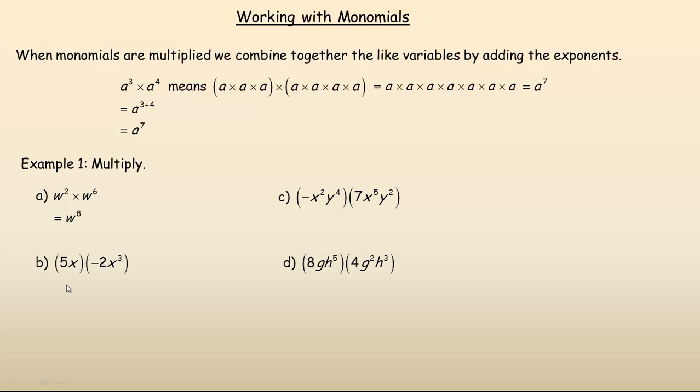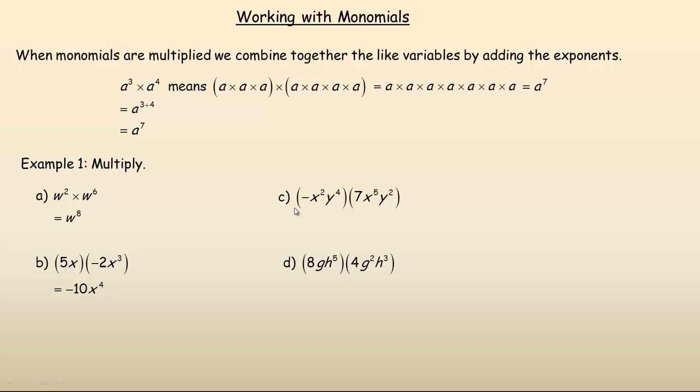Same idea. In B here, we're multiplying 5x by negative 2x cubed. For the coefficient part, the 5 and the negative 2 get multiplied in front. 5 times negative 2 is negative 10. Now, when you see the x here with no apparent power, it's automatically a 1. So x means there's one of them. So 1 plus 3 adds to 4.